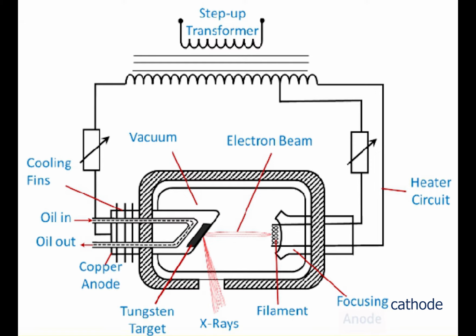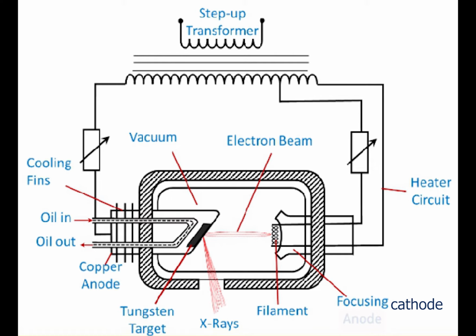Tungsten or molybdenum are used because they have high melting points. Most of the kinetic energy of the electrons is converted to heat energy, with only 0.5% being transformed to X-ray radiations. That means there is a lot of heat being generated at the anode. The anode is made of a good conductor of heat, e.g. copper, to ensure efficient release of heat.